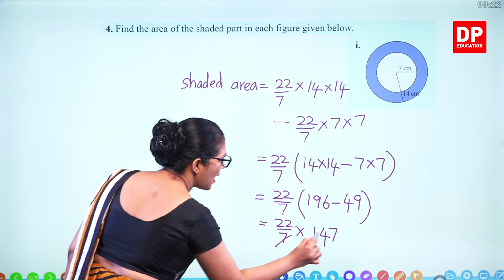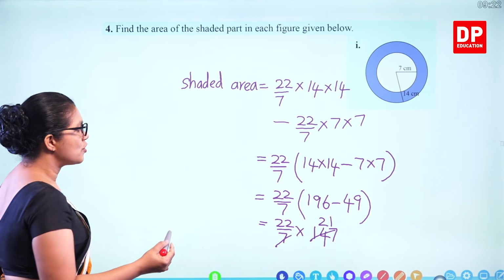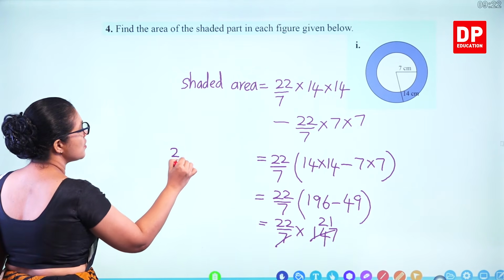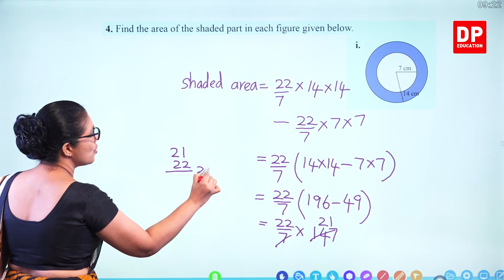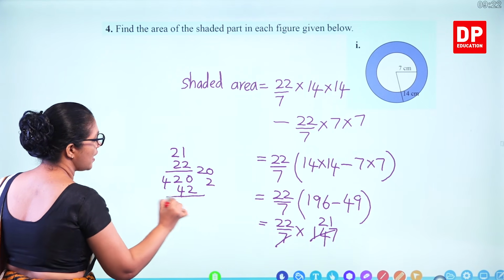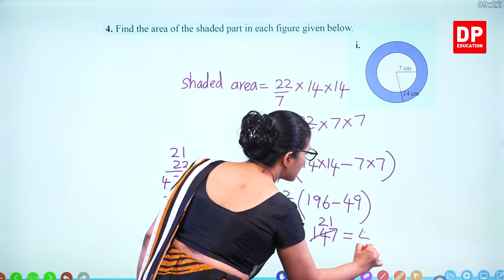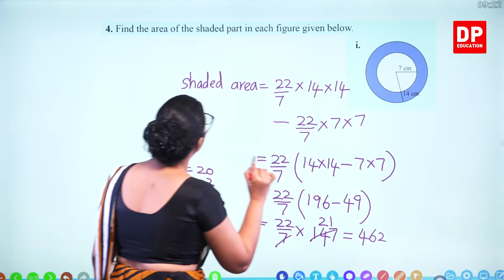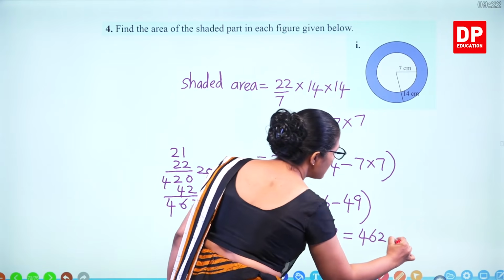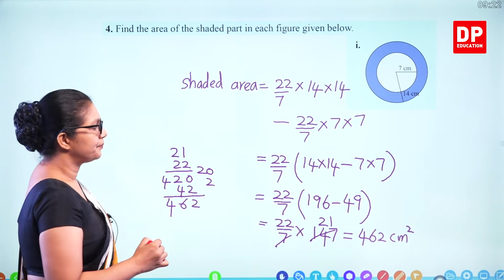Now 7 times 21. So 22 times 21. 21 times 22, 20 and 2. So you get 462 square centimeters for the shaded region.